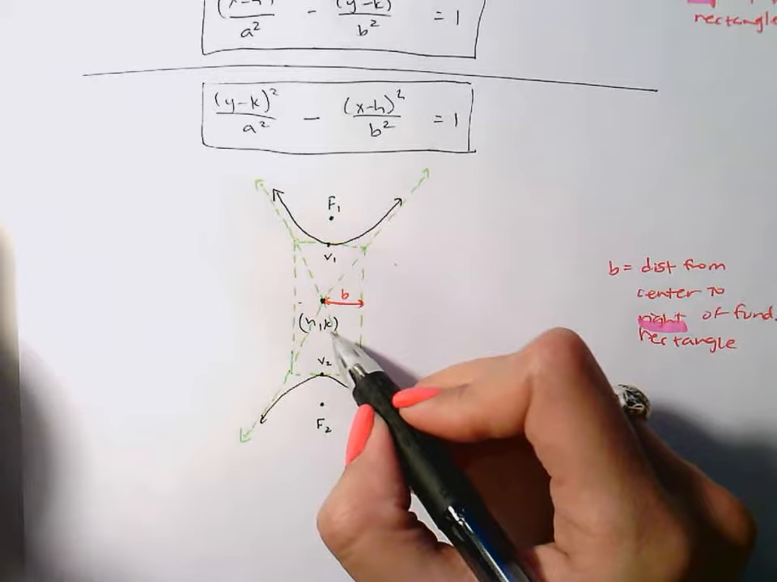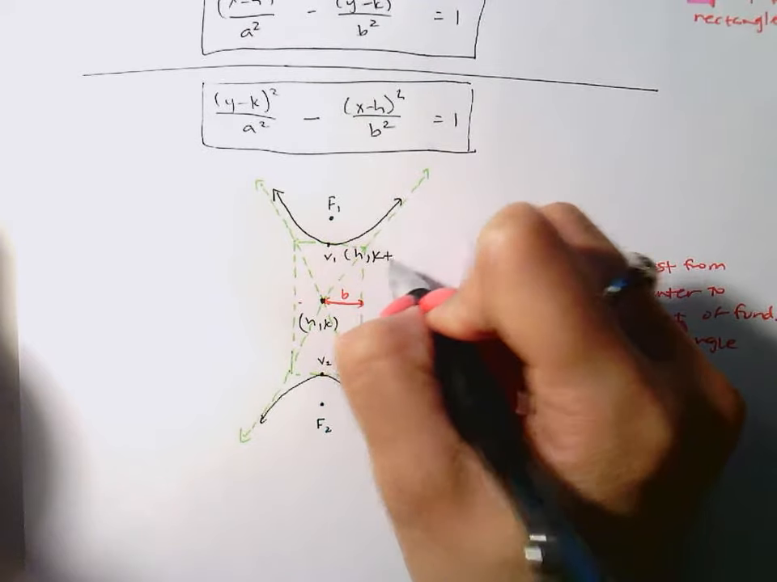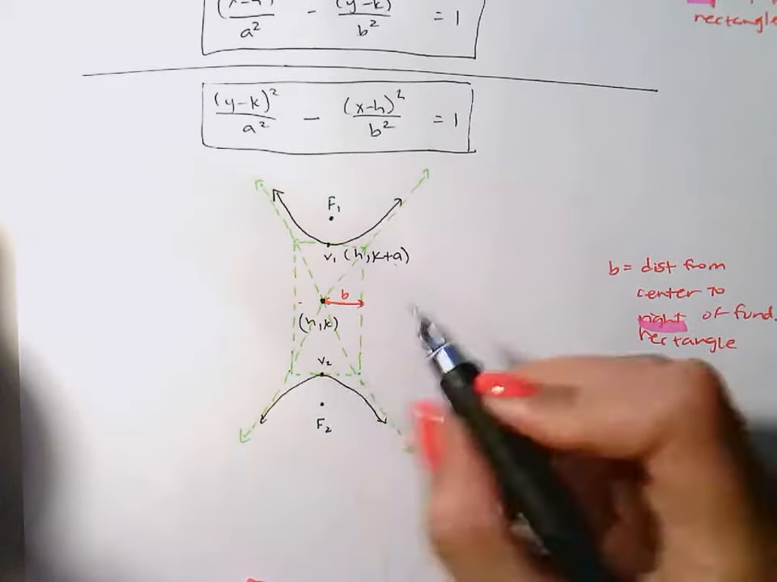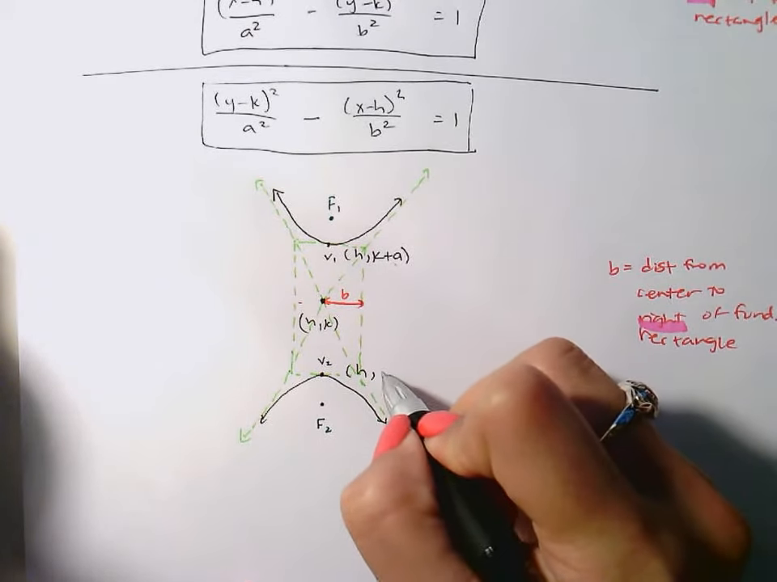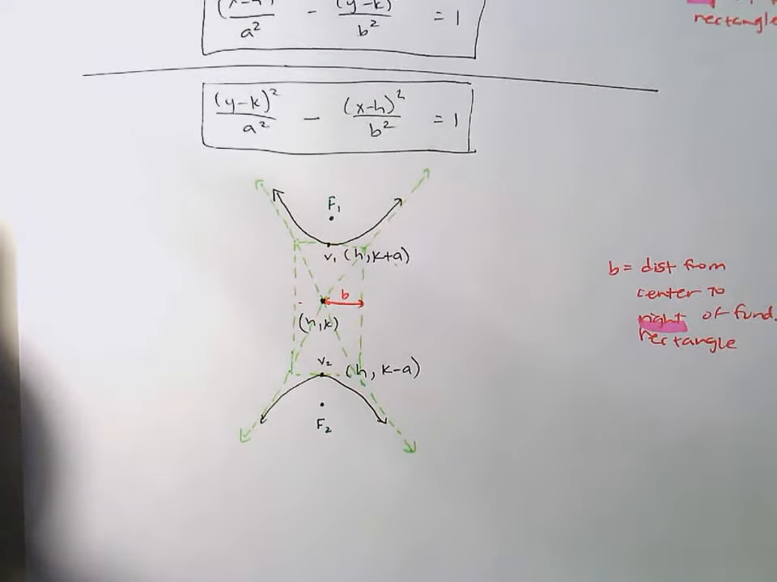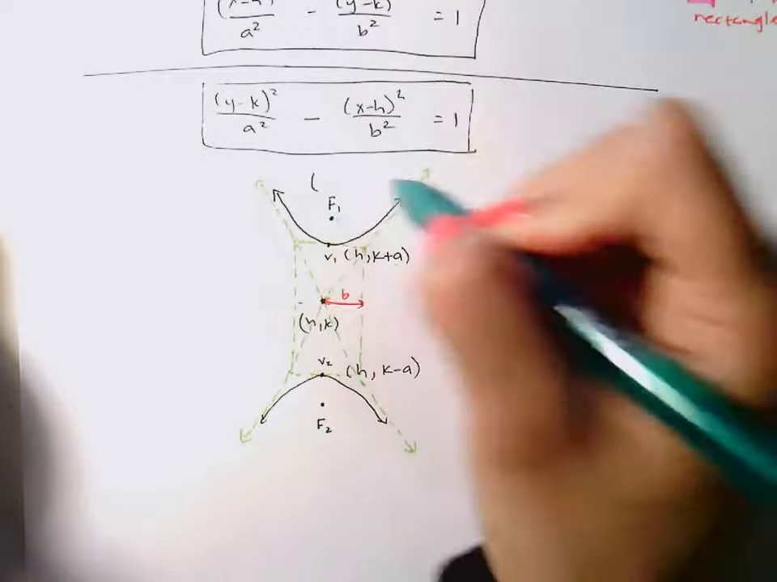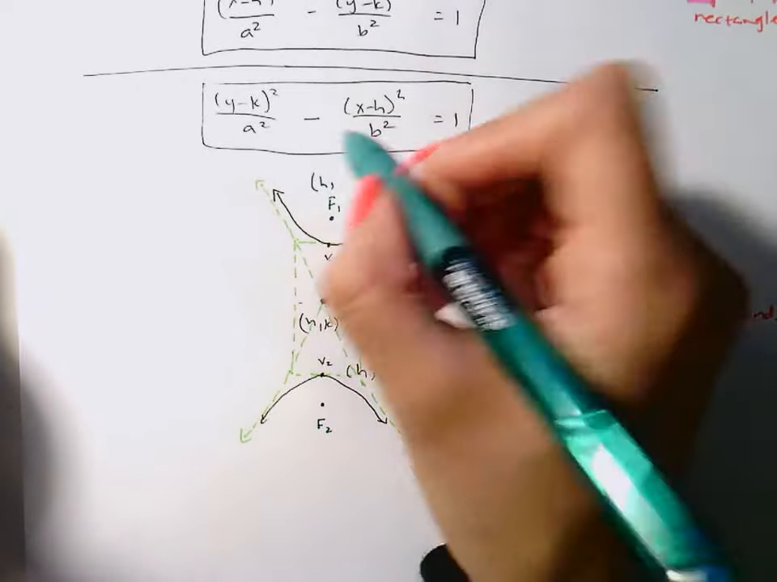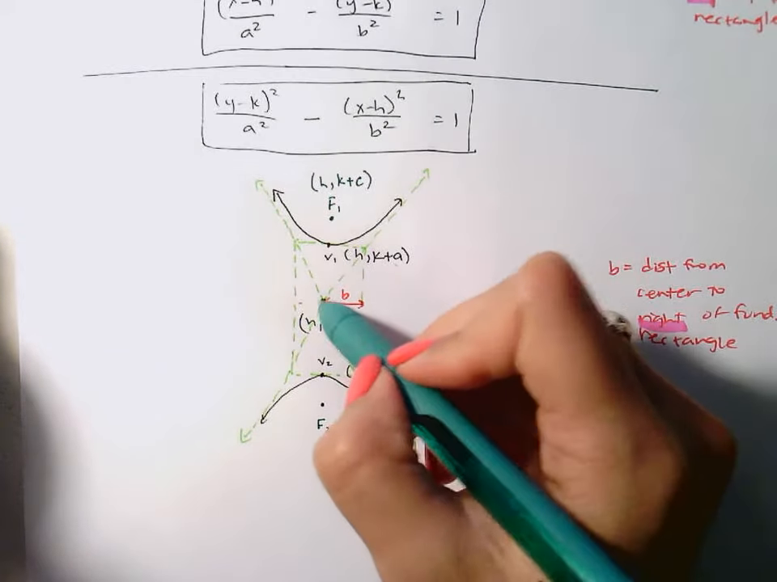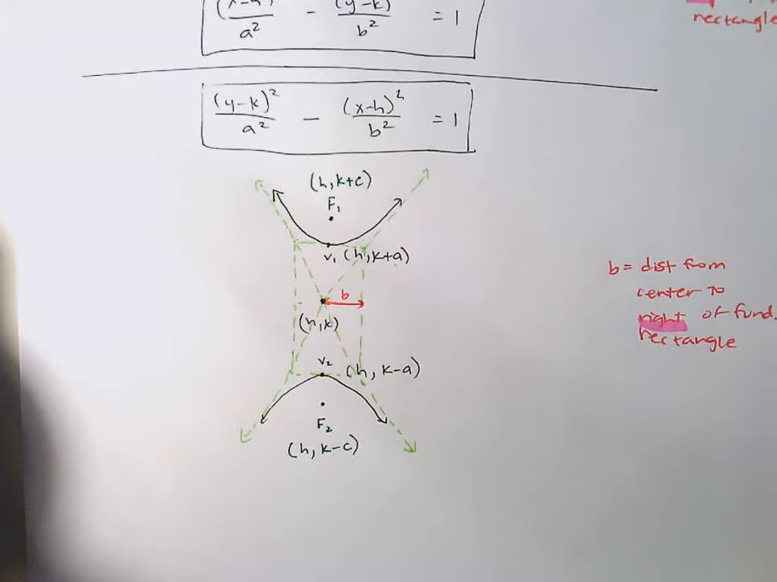That means that the y value is changing now. So the vertex number 1 is going to be (H, K plus A). The distance between the center and the vertex is A. And for this vertex, we're going down by A. So the x value is the same, H, and the y value is now K minus A, because you're going down A units. Now for the focus, we're going up C units now. So the y value is changing, the x value stays the same, H, and the y value is now K plus C, because we're going C units above the center. And for this one, C units below the center, it's (H, K minus C).